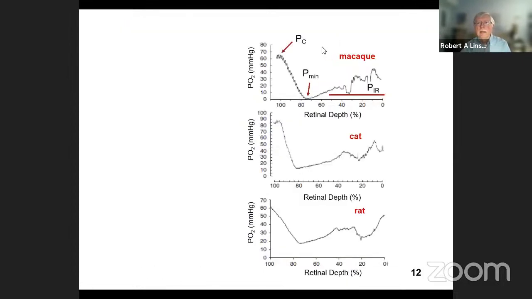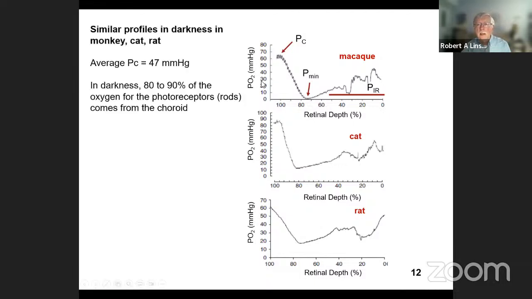So these are profiles from 3 different animals that we've worked on, macaque, cat, and rat. As you can see, the profiles are similar. Presumably, they would be similar in you as well. The average PO2 at the choroid is 47 millimeters of mercury in each of these animals, it turns out. And a key finding is that in darkness, 80 to 90% of the oxygen for the photoreceptors, and here we're talking about rods, comes from the choroid. About 10 to 20% comes down this shallower gradient from the retinal circulation. And this 80 to 90% and so on are results of the modeling as well.